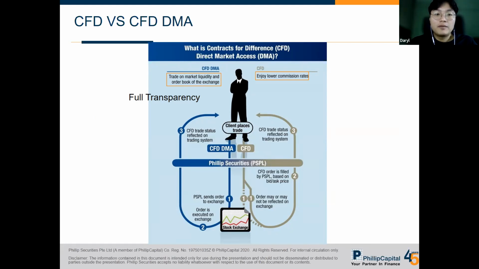Thus, because of this transparency, you must pay more commission fees. However, for CFD, you'll be enjoying a lower commission rate. The order may or may not reflect on the exchange, and your order will be filled based on the bid ask price. You can read up more on our website.